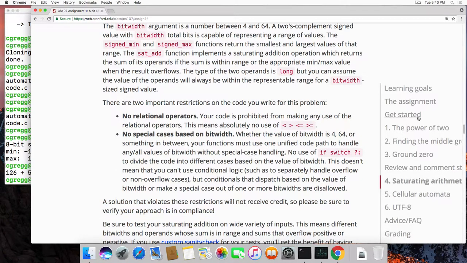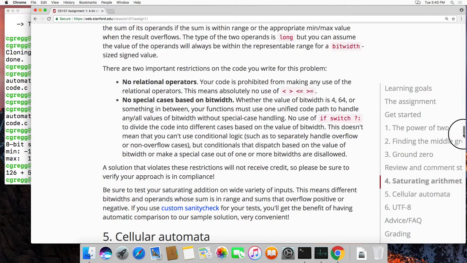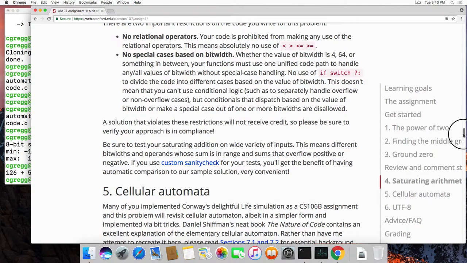Okay, don't use the special ones. We want you to think about this in terms of the bitwise operations. That's what this whole assignment's about. Okay, so that's that one.